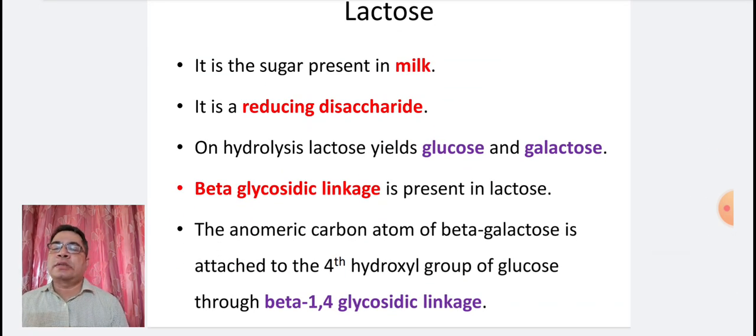Coming to the second disaccharide, it is lactose. It is the sugar present in milk. It is a reducing disaccharide. On hydrolysis, lactose yields galactose and glucose. Beta glycosidic linkage is present in lactose. The anomeric carbon atom of beta D galactose is attached to the fourth hydroxyl group of glucose through beta 1,4 glycosidic linkage.